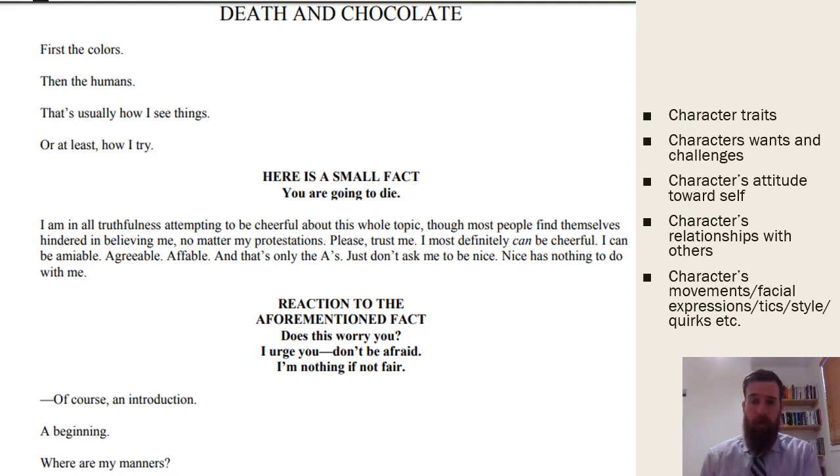So what am I noticing about Death? I'll read it, but I'll stop after each page and talk through what I'm seeing there.